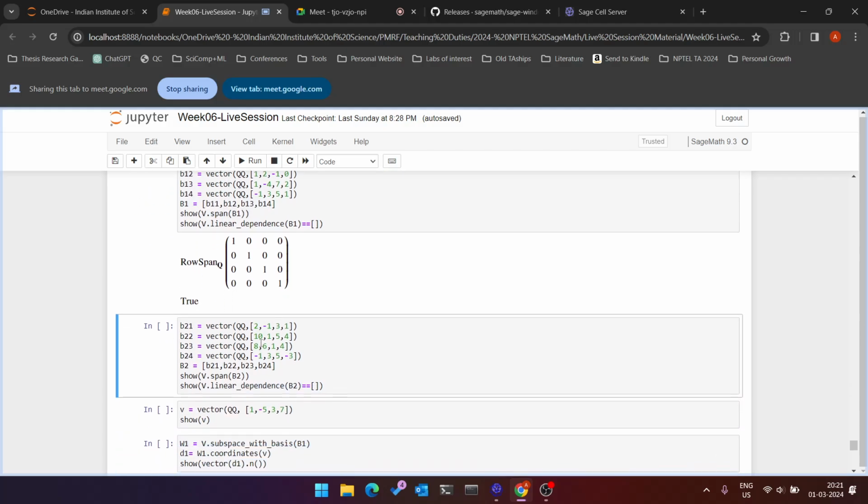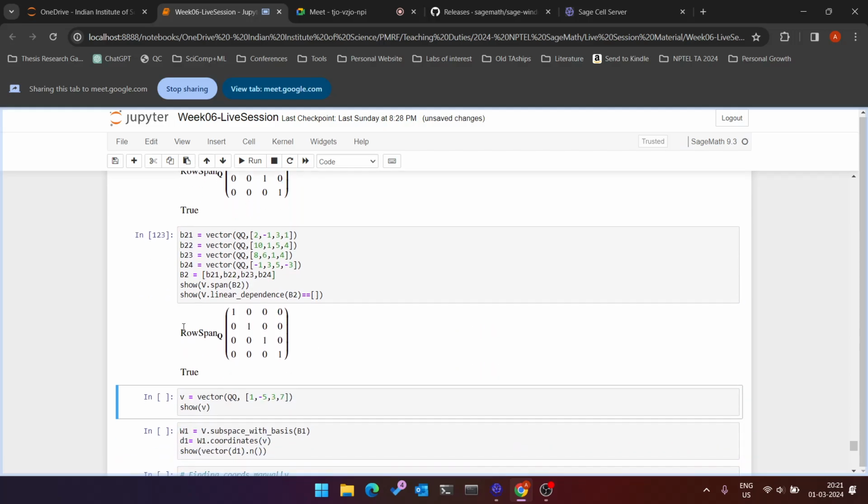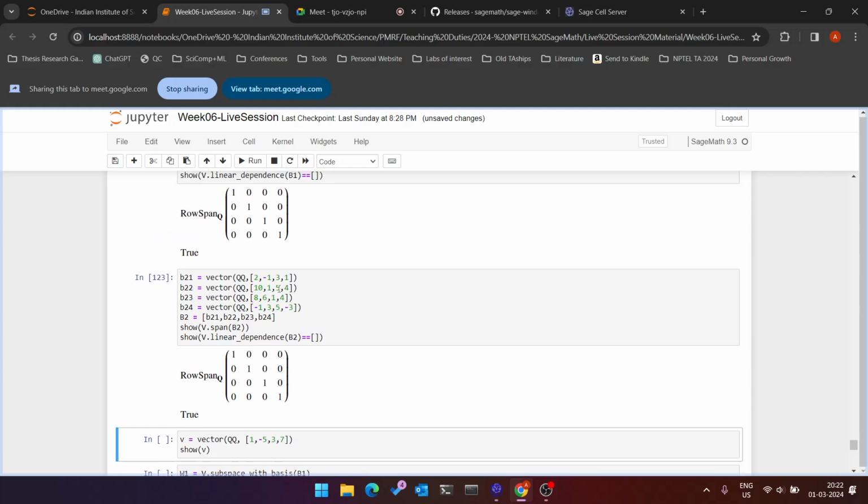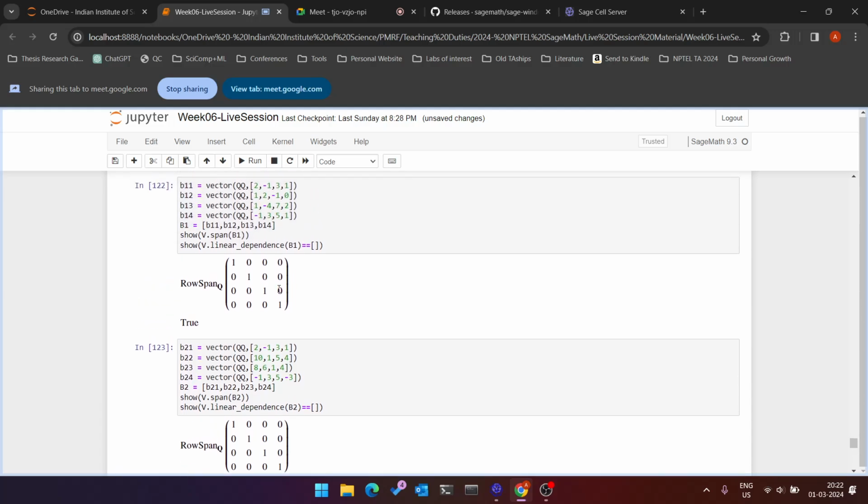Same thing I do for basis B2. Again, same condition where we want to check the span and we want to check linear independence. For the chosen vector B2, it does turn out that we again have linear independence. Okay.